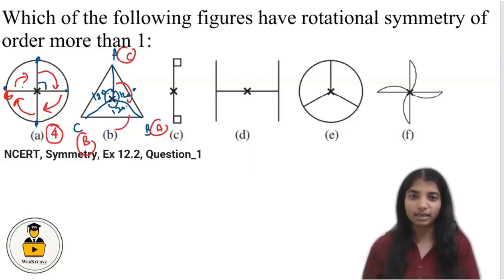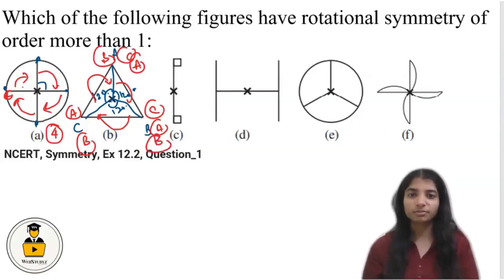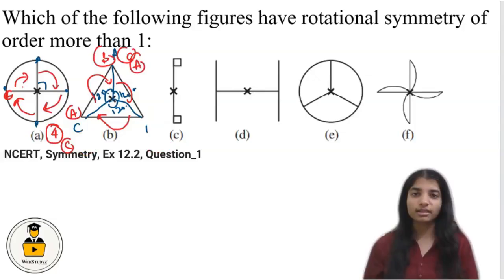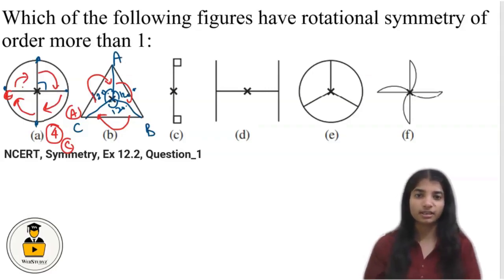Again if we rotate a second time by 120 degrees, A will be here, B will be here and C will be here. And after that if we again rotate it by an angle of 120 degrees, A will be in its initial position, B will be in its initial position and C will be in its initial position. So after rotating it 3 times by the angle of 120 degrees, we got its rotational symmetry. So we can say that this figure B has a symmetry of order 3.